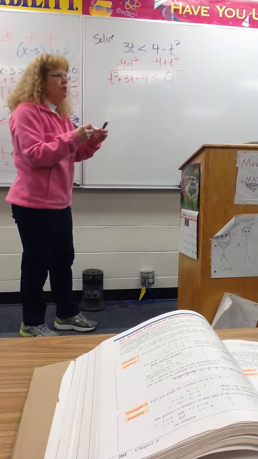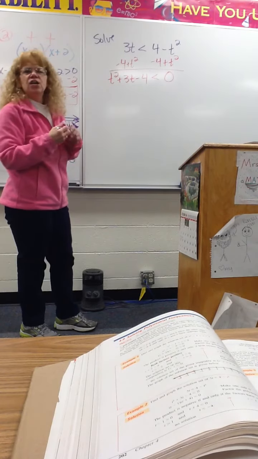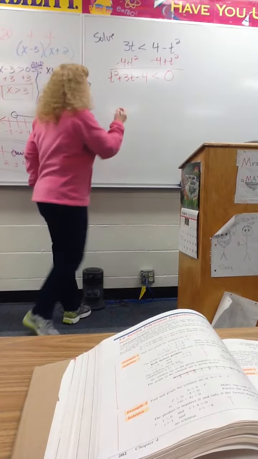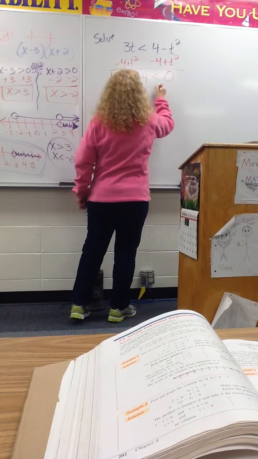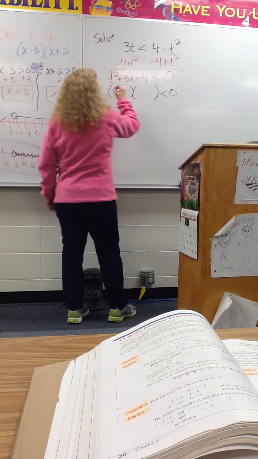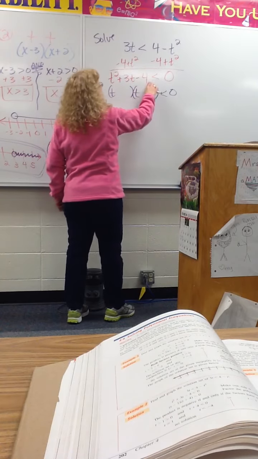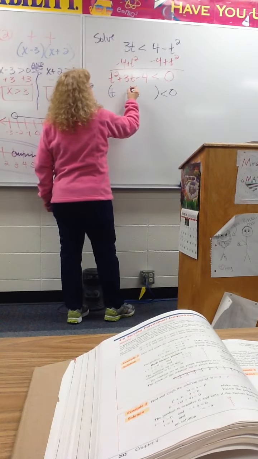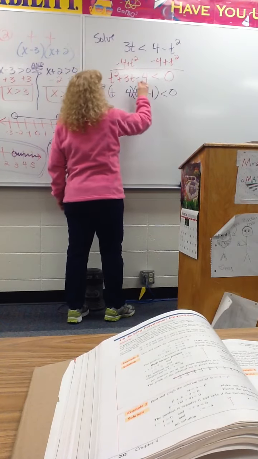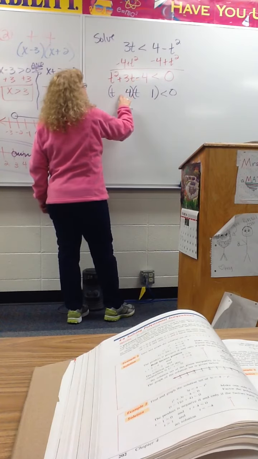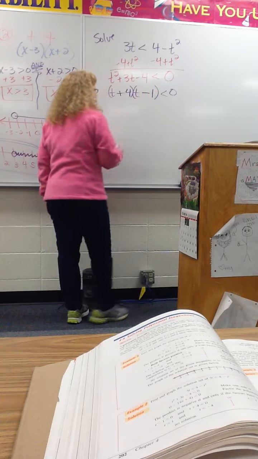After you have 0 on one side, then what are you going to do? Solve it. Factor it first. And it's going to be t and t. What will I need for 4 to get 3 in the middle? 1 and 4. It's negative, so what's this going to be? Negative. Right.